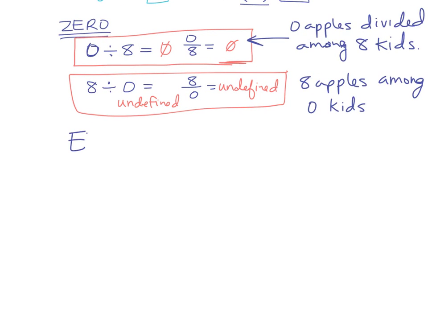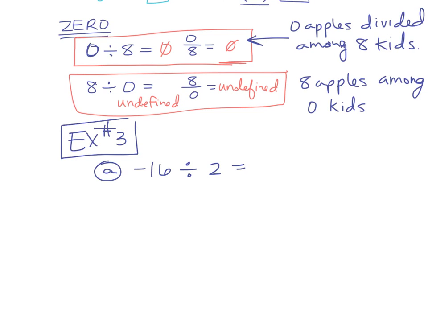So this is like example 3 because we're just continuing this lesson from yesterday, 1-6b. What would negative 16 divided by 2 be? Positive or negative, first of all? Negative, because you have 1. And 16 divided by 2 is 8, so you would get negative 8.